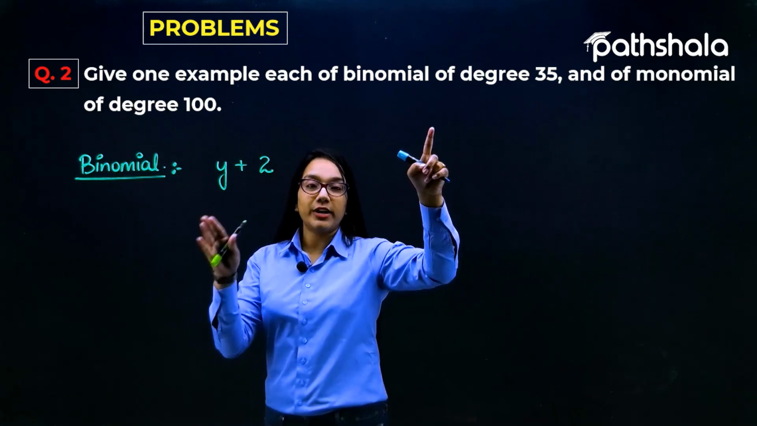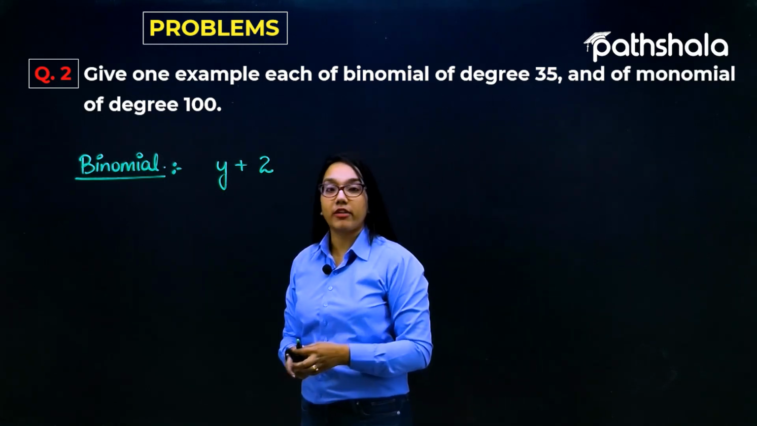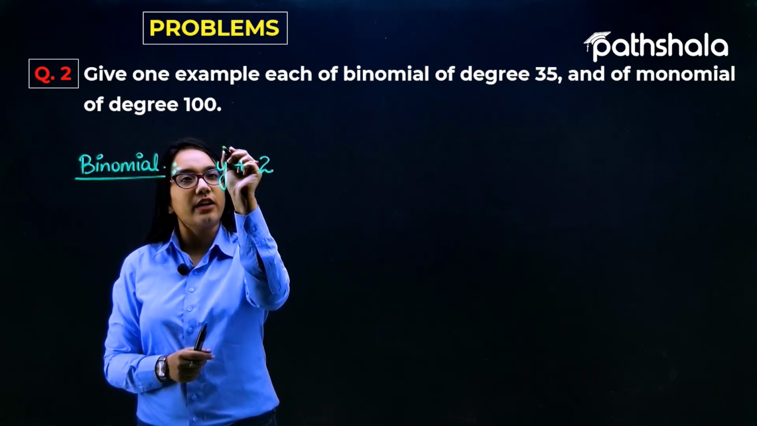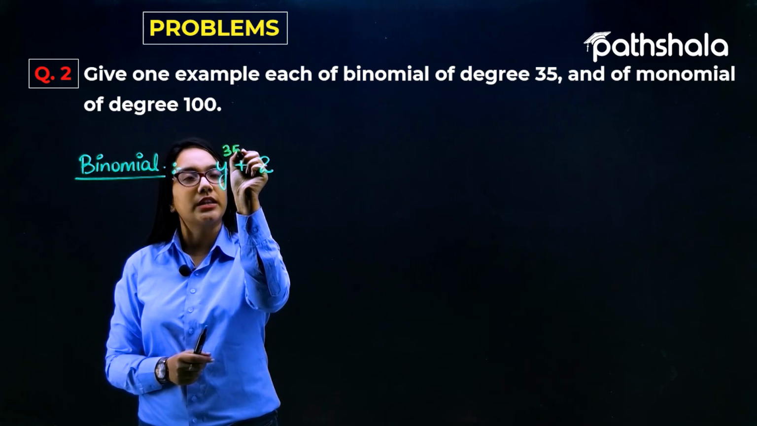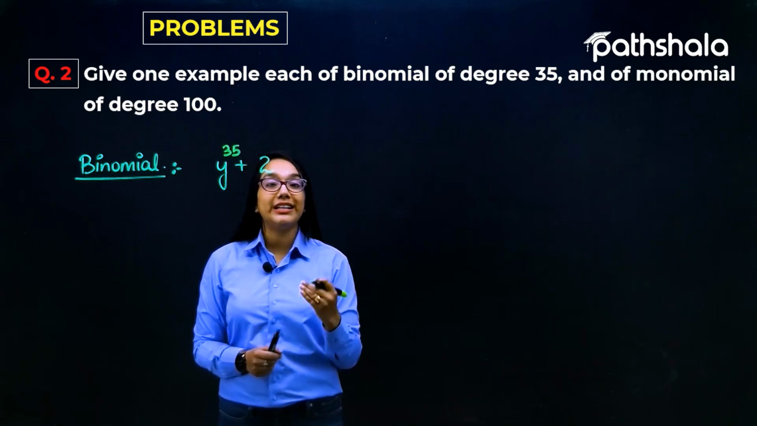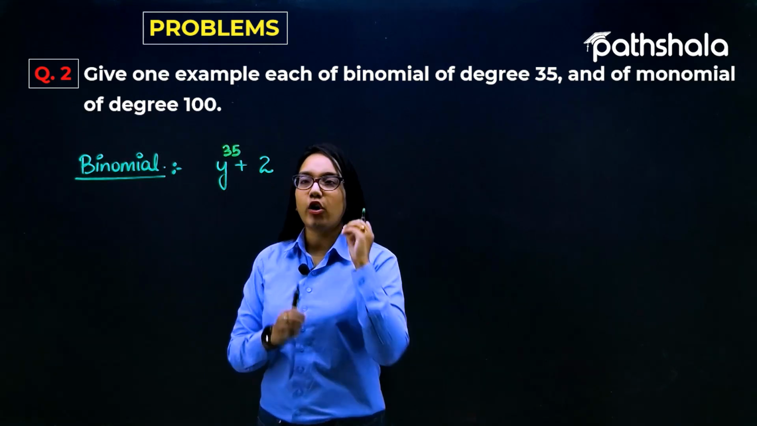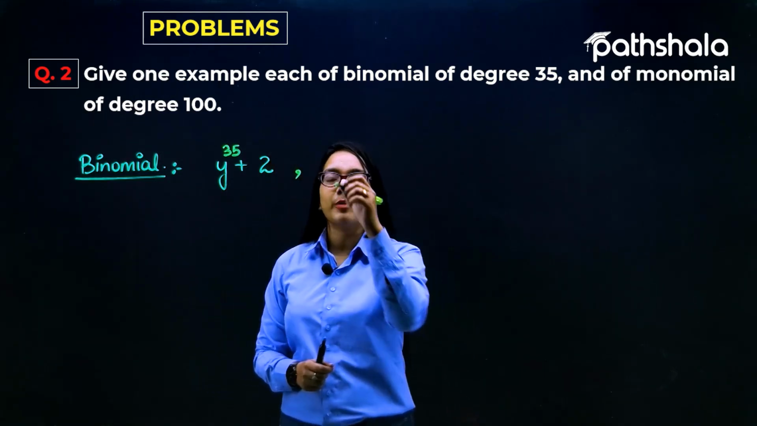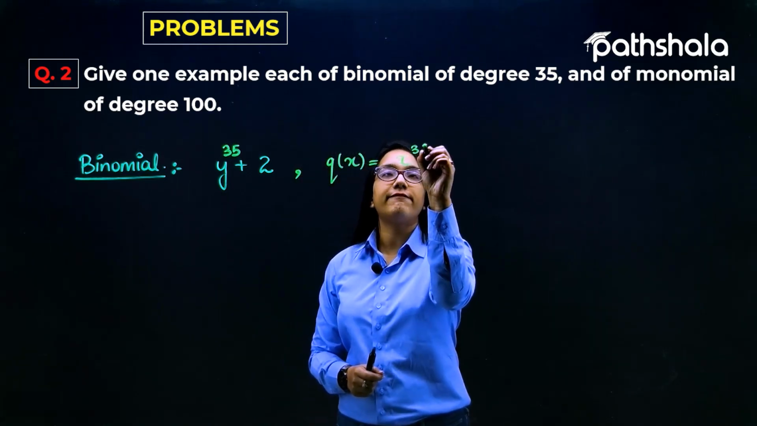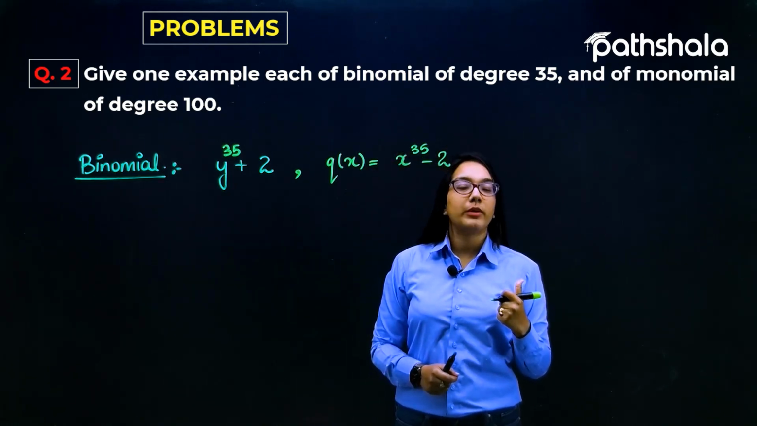It says give one example each of the binomial of degree 35. It means the highest power of the variable should be 35. So let us suppose we have a variable y, so I am making the power of this particular variable as 35. So this is nothing but called a binomial of the degree 35. You can create as many binomials with the degree 35. For instance, another binomial q of x is equal to x raised to the power 35 minus 2. Again, this is a binomial and the degree of this binomial is 35.